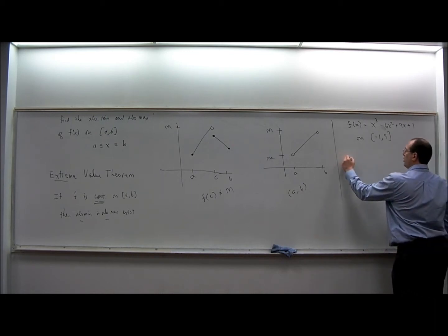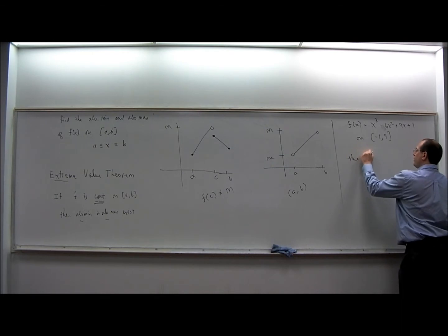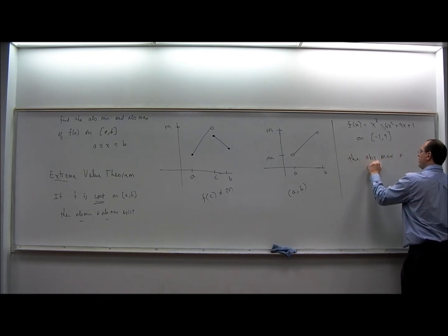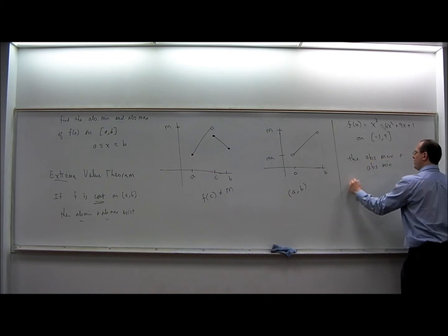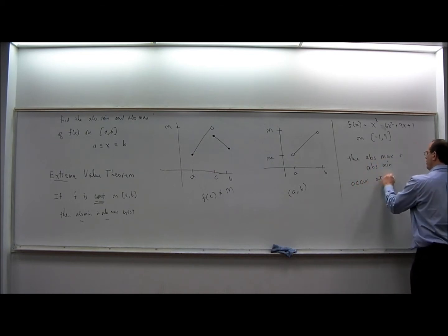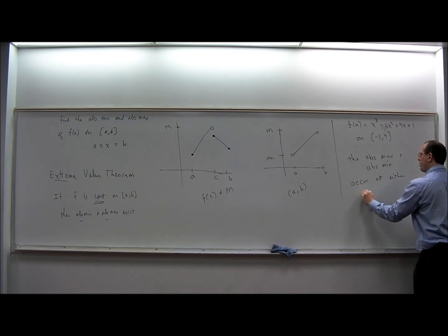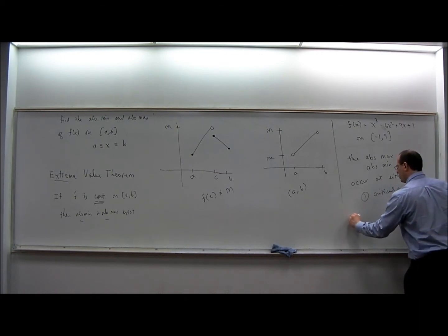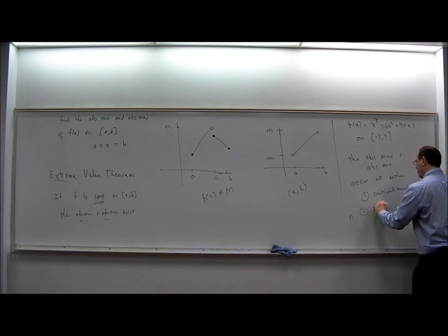So the absolute max and the absolute min, where do they occur? They occur at one of two places, at either critical numbers or endpoints.